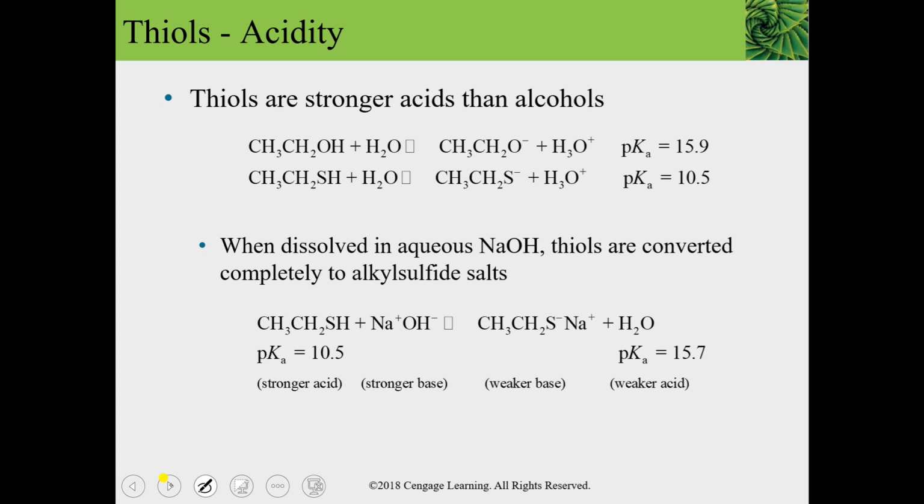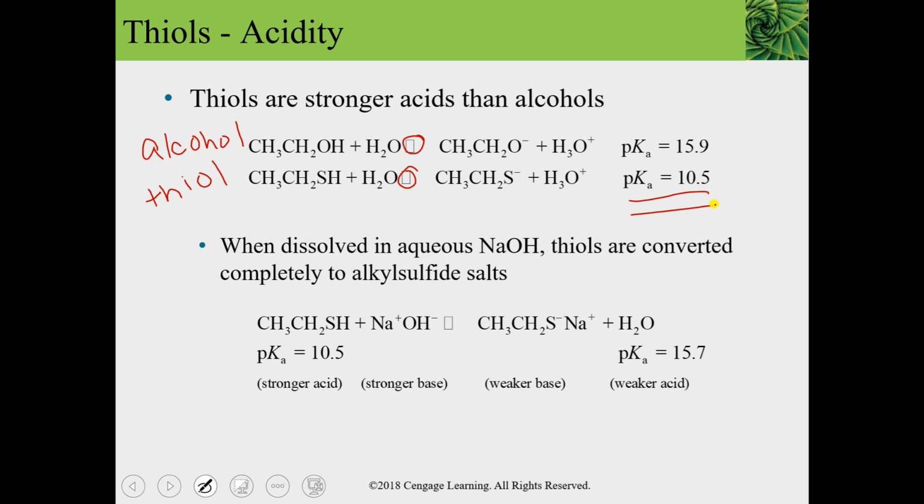Thiols are stronger acids than alcohols. If you look at their pKa, by the way, I don't know why this isn't showing up. This is supposed to be an arrow, and so is that. If we compare, for example, the alcohol to the thiol, what we're going to see is a much lower pKa. That lower pKa indicates that it's a stronger acid. Remember, the lower the numerical value of the pKa, the stronger the acid. The closer to 1 the Ka, the stronger the acid.